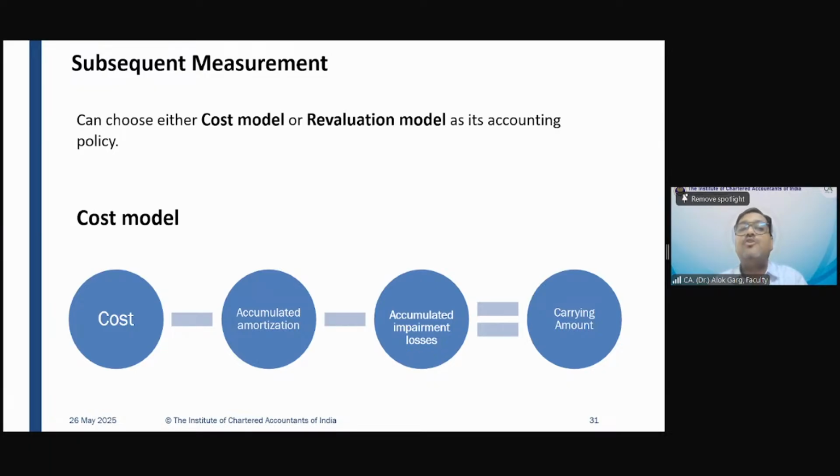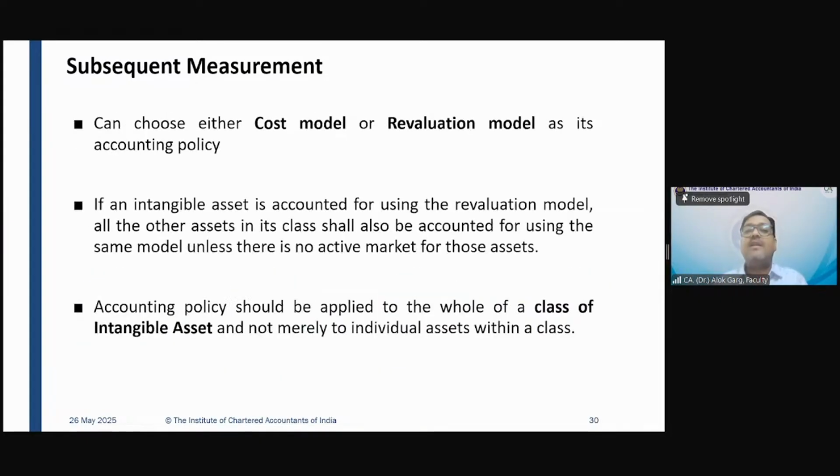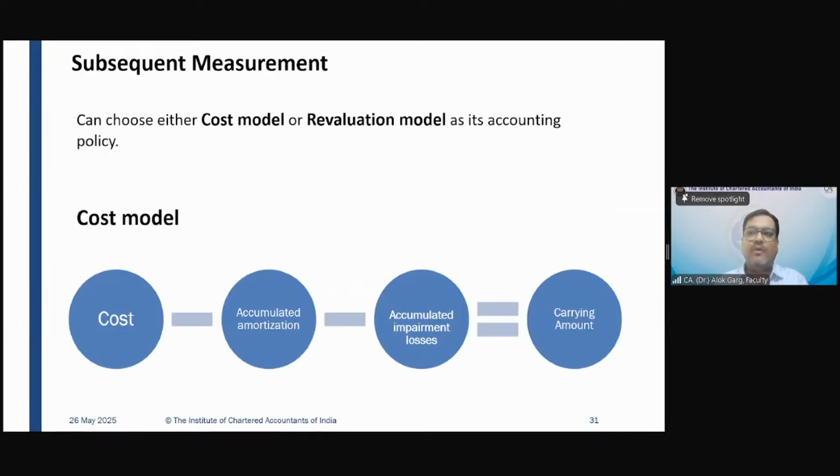So the company can choose either cost model or revaluation model as its accounting policy. But whatever model the company chooses, the company has to apply that model consistently to a particular class of asset, right? Is that clear? You understood the meaning of class of asset, like software is one class of asset. Patent, copyright, formula, goodwill. These are classes of asset.